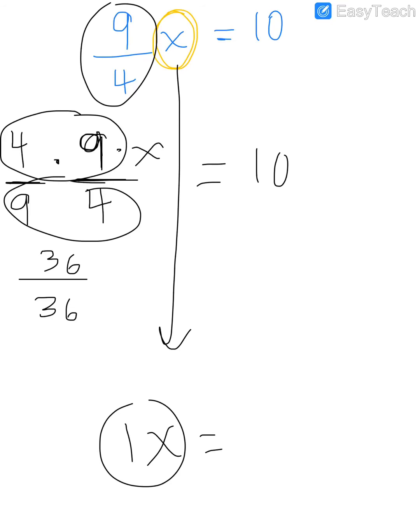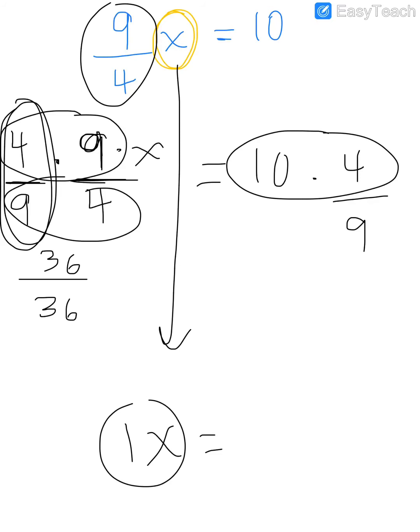However, whatever we do to one side of the equal sign, we have to do to the other to keep it balanced. So since we multiplied this side by 4/9, we're also going to have to multiply our side by 10 by 4/9. So we multiply our numerators. 10 times 4 is 40. And then we divide by our denominator, which is 9. This is not going to be a whole number, so we can leave it as an improper fraction, which is 40 over 9. Or we could change it into a mixed number.